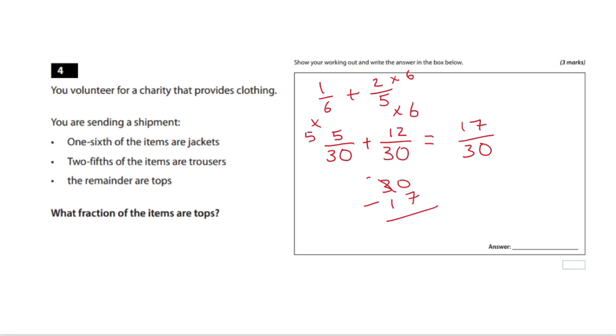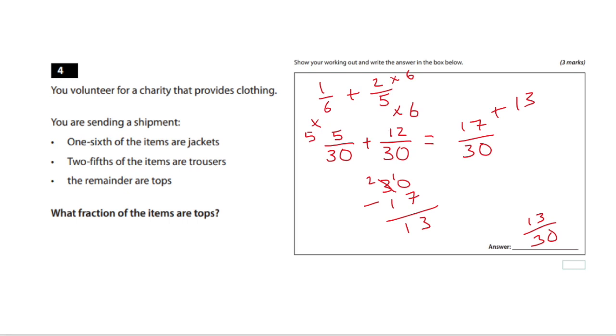We take that away, put that there. We have a 3 there. 7 from 10 is 3, and 1 from 2 is 1. So now we know, because if we add that to that 17, it would make 30. Now we know that the answer is 13 over 30. That would be the fraction of the remaining items which are tops.